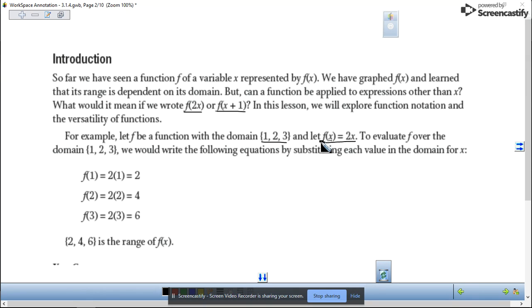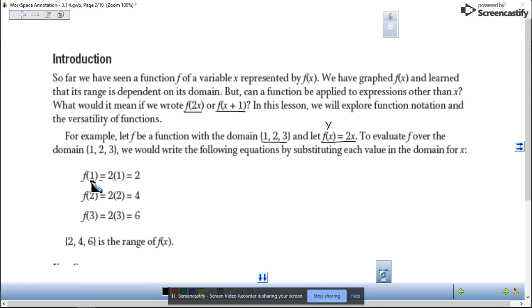Remember that this whole side, this f of x thing, it's really just y. It's just a different notation, a different way of writing. It doesn't mean f times x. It means f of x, and that's just something called function notation. So to evaluate f over the domain 1, 2, 3, we would write the following equations by substituting in each value of the domain x into the function.